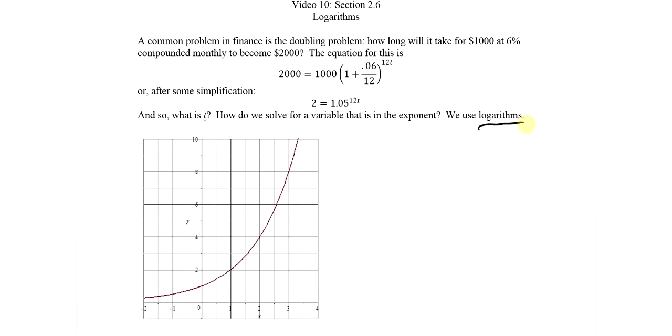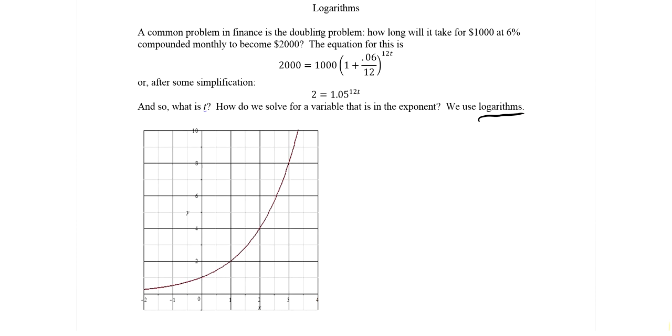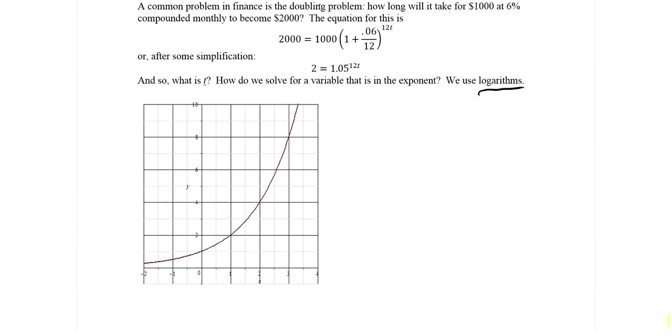We use logarithms. So what's a logarithm? Well, logarithms are related to exponentials. So here's the graph of y equals 2 to the x. And we know certain things about the graph of y equals 2 to the x. And if you plug in x equals 1, what do you get out? You get out y equals 2. If you plug in x equals 2, what do you get out? You get out y equals 4. Right? That's that point. If you plugged in x equals 3, you'd get 8, etc., etc.